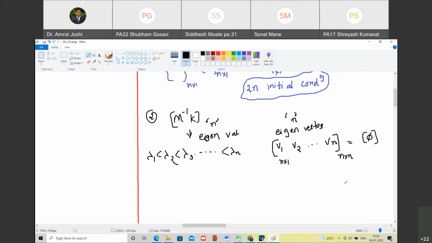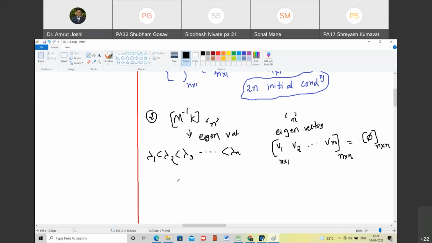What is the crux? Whatever eigenvalues come, do not take them as they are; first arrange them in ascending order. Lambda 1 should be less than lambda 2 should be less than lambda 3 up to lambda n. Place the corresponding eigenvectors one next to the other. The matrix you get, that matrix is the phi matrix. It will be of size n cross n. Do you agree with me?